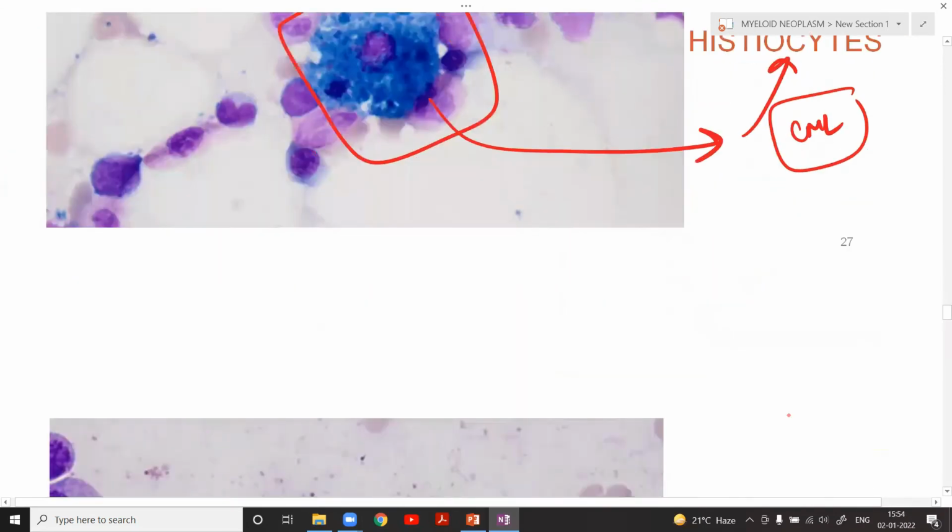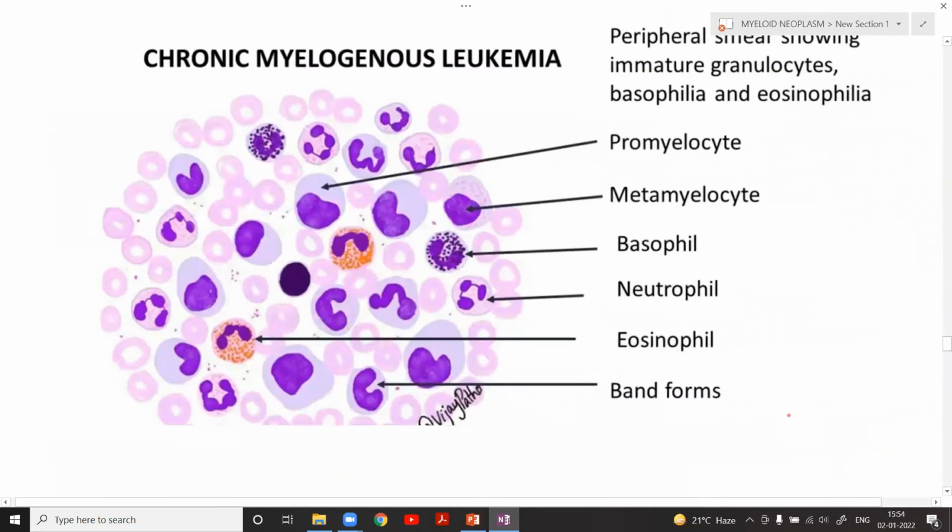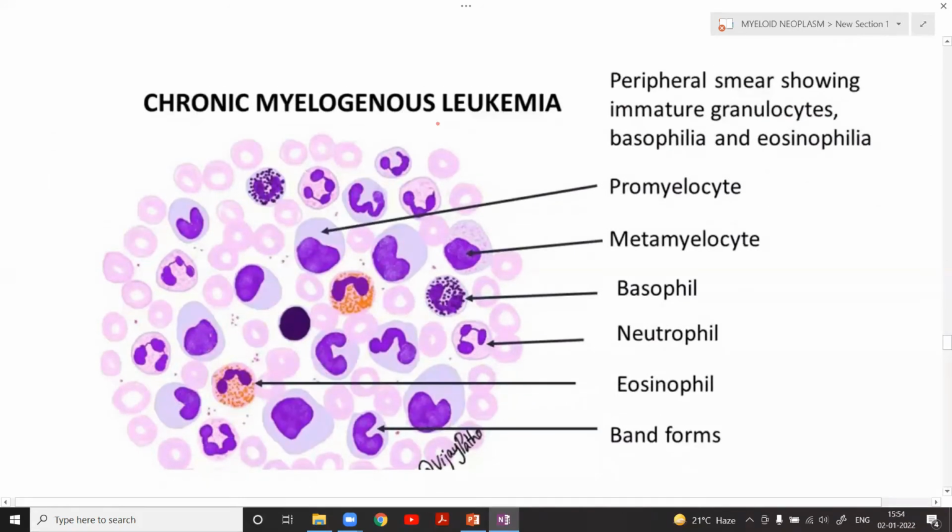Okay. So let me just show you the peripheral blood picture. Now, can everyone see this particular slide? Yes. This is a case of a chronic myelogenous leukemia. This is the peripheral blood, the PBS.